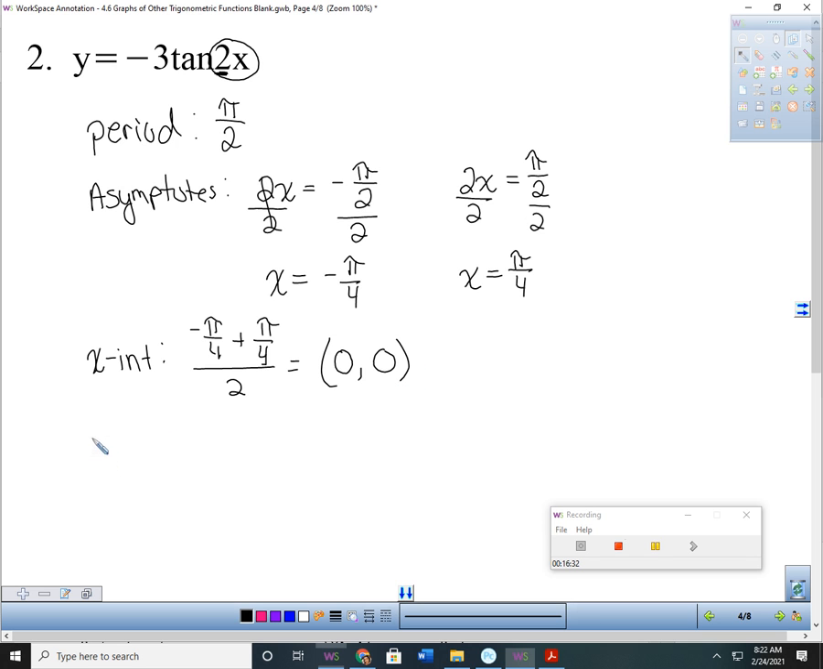Then I'm going to find my left point. And remember, your left point is halfway between the left asymptote and the 0, right? Your x-intercept. So I'm going to take the left asymptote and I'm going to add it to my x-intercept and divide by 2. When you do that, that's going to give you negative pi over 8.